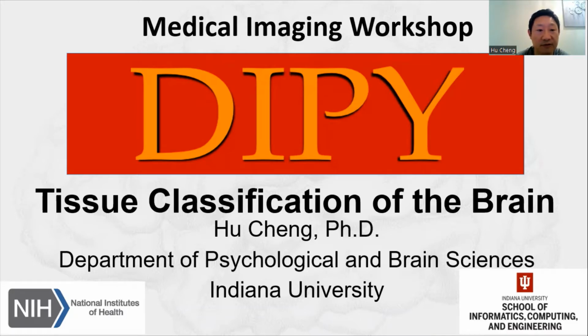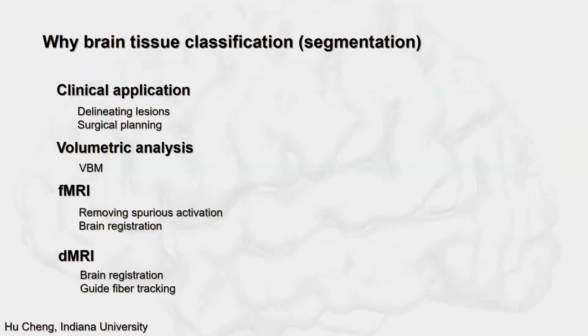Today, I'm glad to have this opportunity to talk about tissue classification of the brain using diffusion MRI signal. So why do we care about brain tissue classification or segmentation? First of all, there are clinical applications such as delineating lesions or surgical planning.